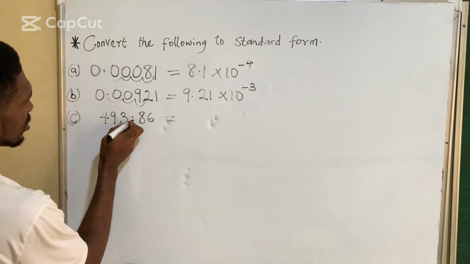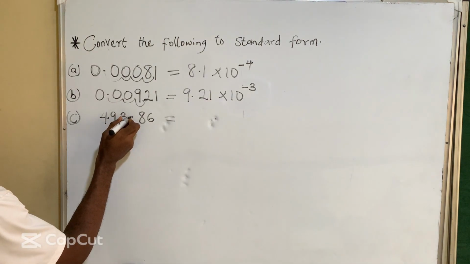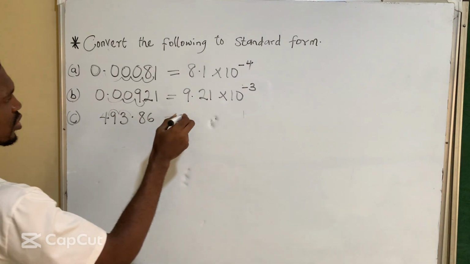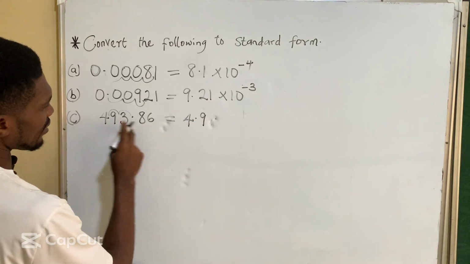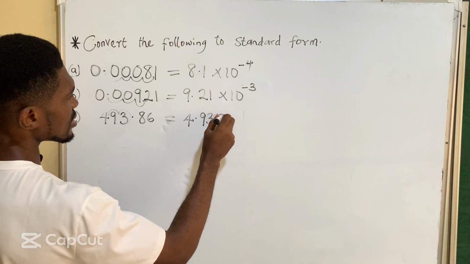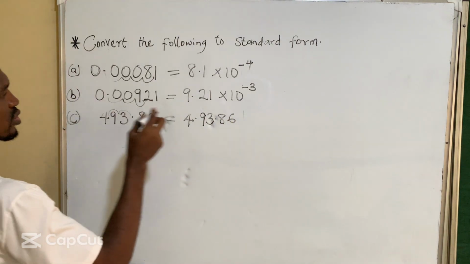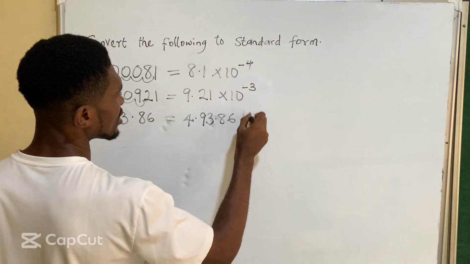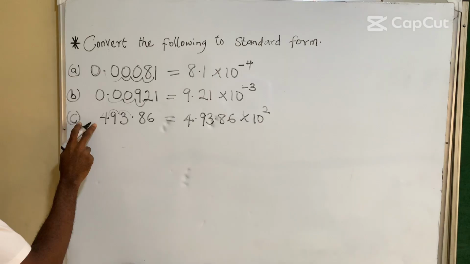So the next one is this. We have here, we count backward to have 1, 2. So that we'll have 4.9. Write everything here: 3, 8, 6. How many times did you count backward? 1, 2. So we have times 10 raised to the power 2 because we counted backward.